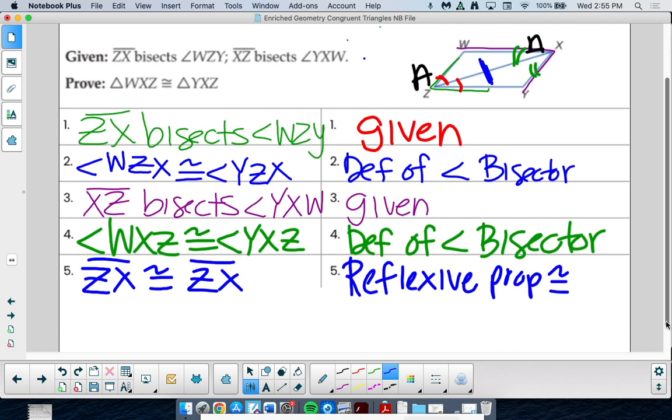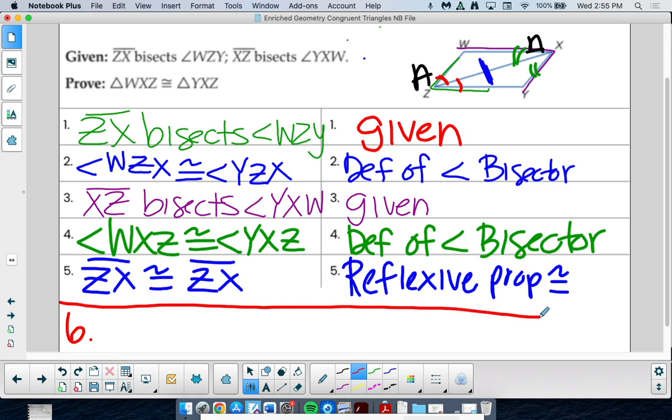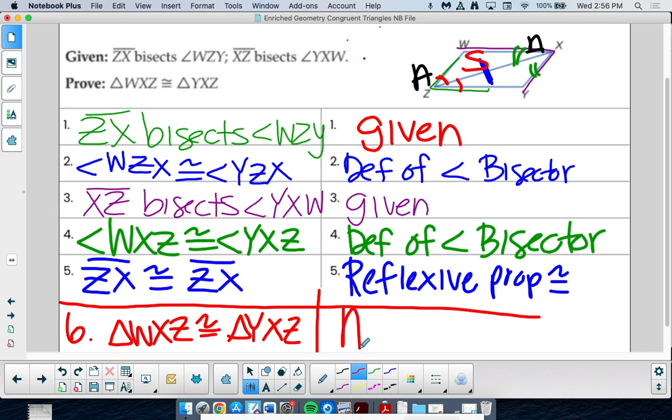So now finally we can say, oh, we guys add a step. I must put both of my givens together on the notes. Our last one should say triangle WXZ is congruent to triangle YXZ. By what shortcut? Angle, side, angle. Good work.